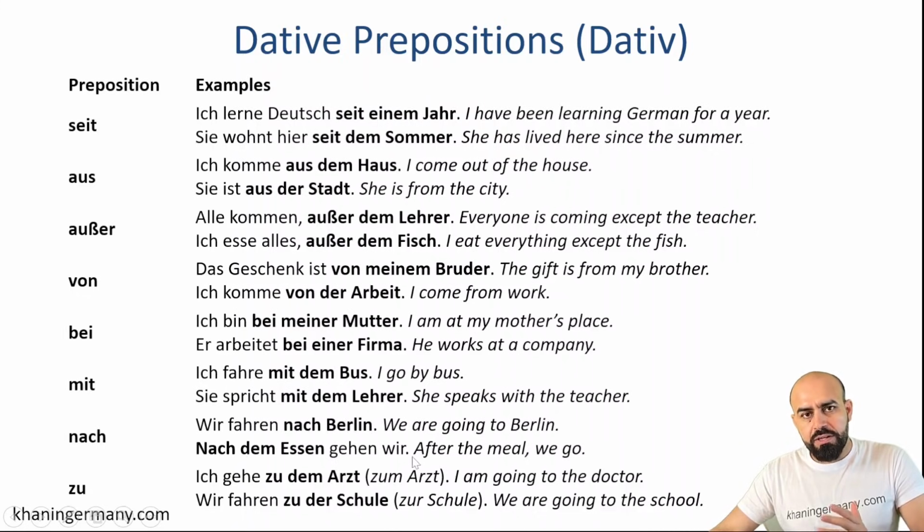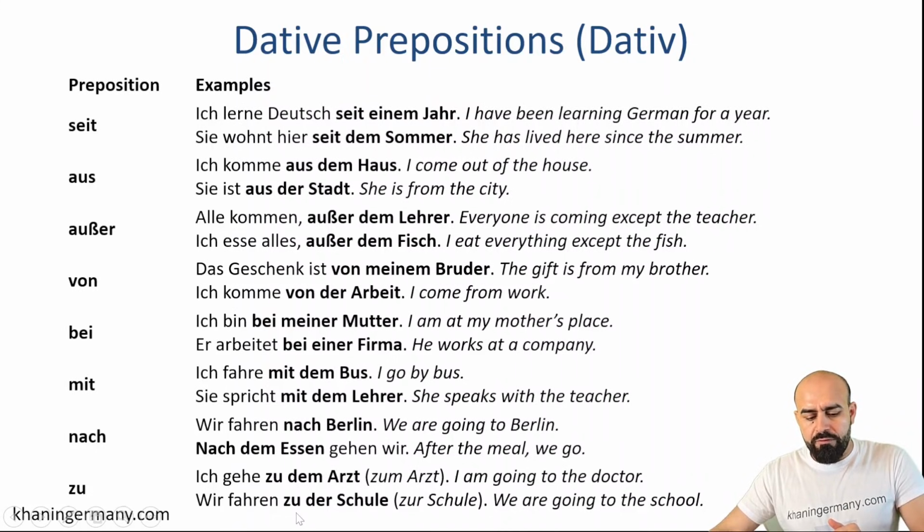Nach dem Essen gehen wir. After the meal we go. So das Essen will become dem Essen. Nach will convert this das Essen to dem Essen, yeah? And then zu. Ich gehe zu dem Arzt. Okay, so der Arzt will become dem Arzt. After zu, the nominative article will get converted to the dative article. Okay, so I am going to the doctor.